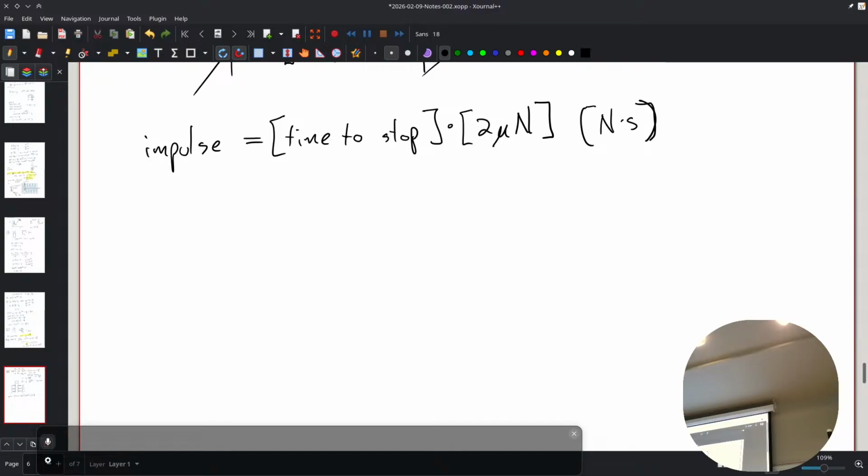How would I calculate this? Velocity final squared minus velocity initial squared equals 2 times acceleration times distance. Acceleration would be calculated.